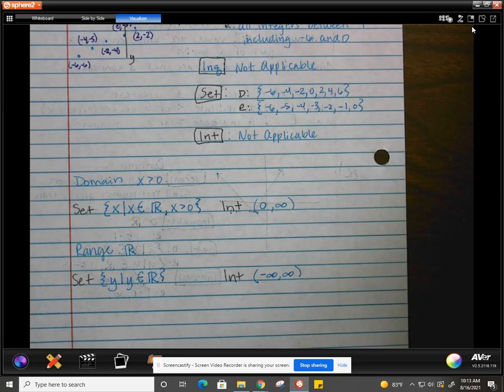Okay, now on your homework, it's attached in your Google form in your Google Classroom, and all you need to do are the odds: 1, 3, 5, 7, 9. If you have questions, please let me know.